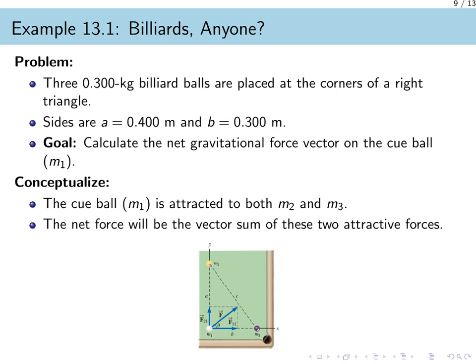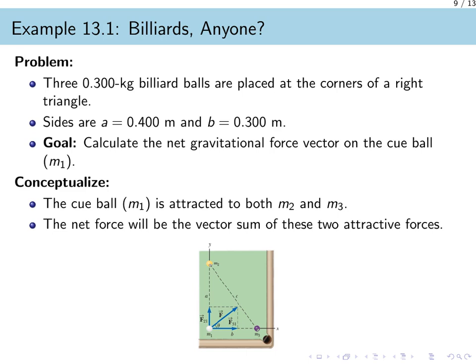Now we will apply the law of universal gravitation to a situation with more than two objects, which requires us to use vector addition. In this example, we have three identical billiard balls, each with a mass of 0.300 kilograms. They are placed at the corners of a right triangle. Our goal is to calculate the total gravitational force acting on the cue ball, which we label as M1, due to the other two balls, M2 and M3.